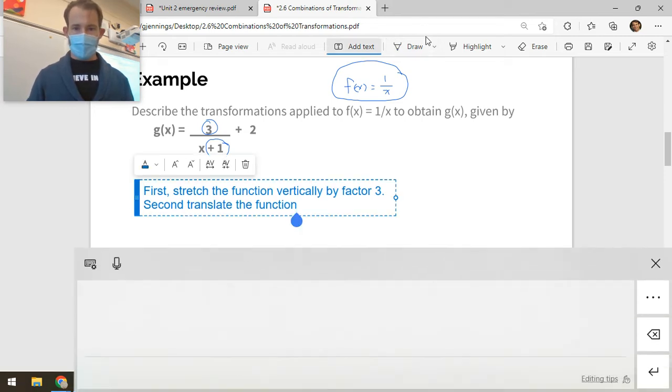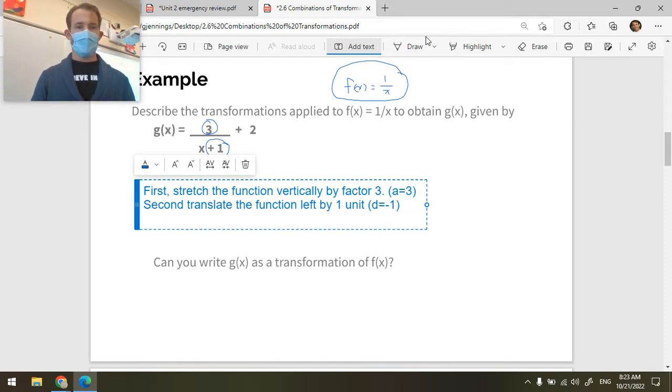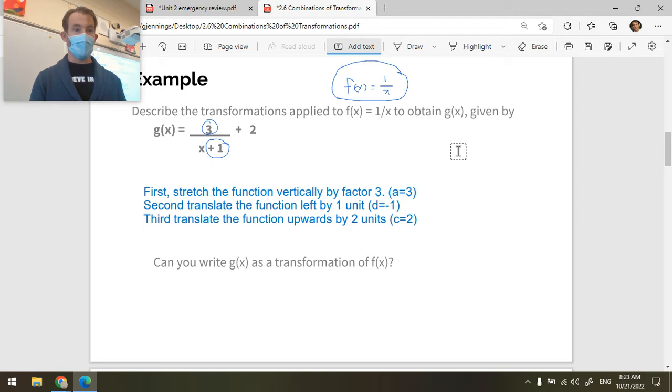So translate the function left by 1 unit. That's a result of D being equal to -1. Okay, because D is a weird sign flipper. All right, this one was because A equals 3 there. Good. And then last one, third, translate the function upwards by 2 units. That's the result of C being equal to 2. Okay. So that's how g of x is a transformation of f of x.